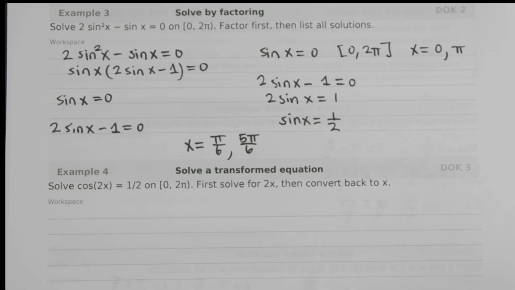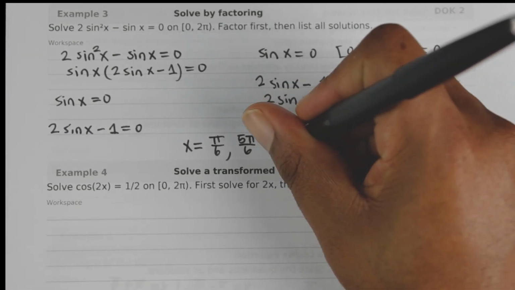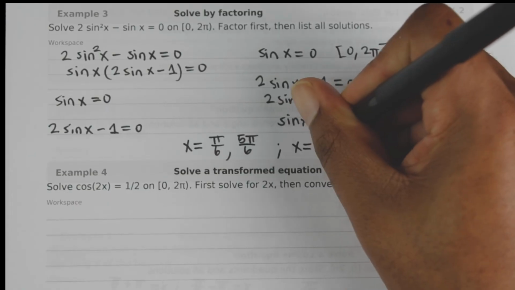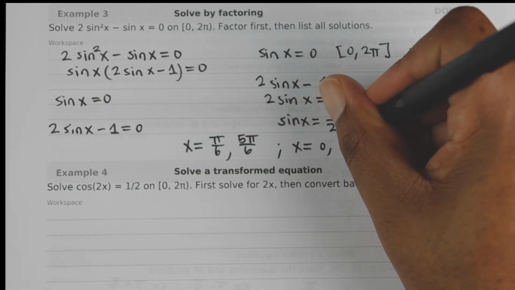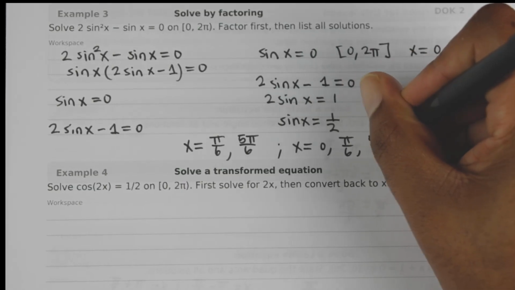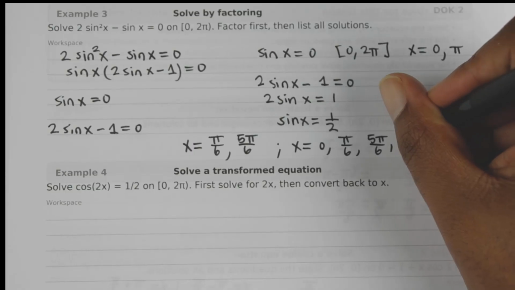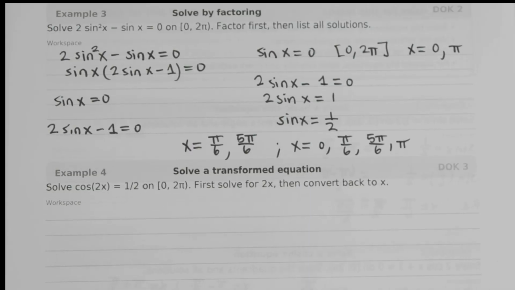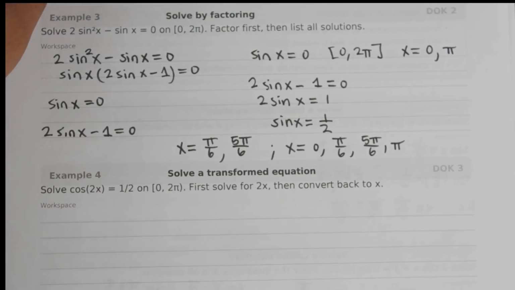So all solutions are essentially x is equal to 0, pi over 6, 5 pi over 6, pi. And again, you could put the answers in order from 0 to 2 pi. Okay. Example number 4.